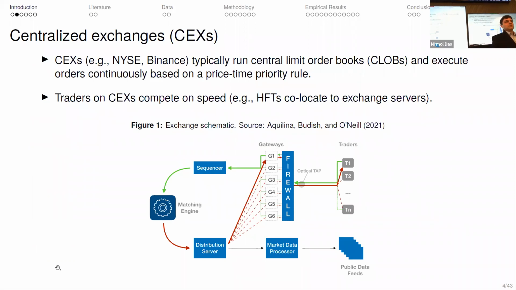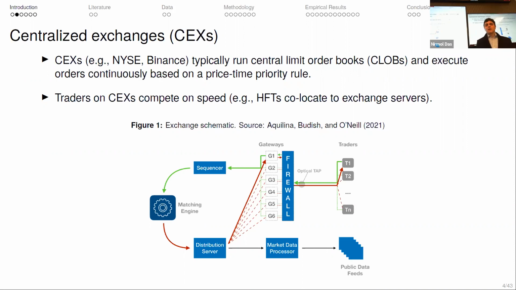Yeah, so I want to start with an introduction to centralized exchange. I think many of us have already seen how they work. For example, if we think about the New York Stock Exchange, what they typically run is a centralized limit order book where all market makers submit their orders. All traders who want to consume liquidity also submit their market orders. Typically, the liquidity provision is done through limit orders submitted by market makers.